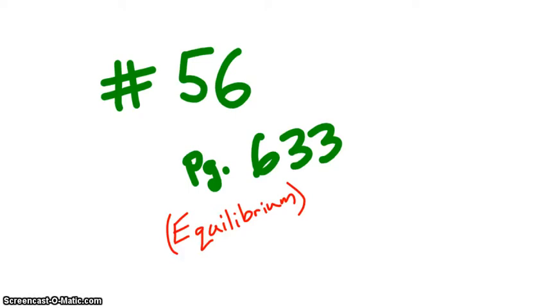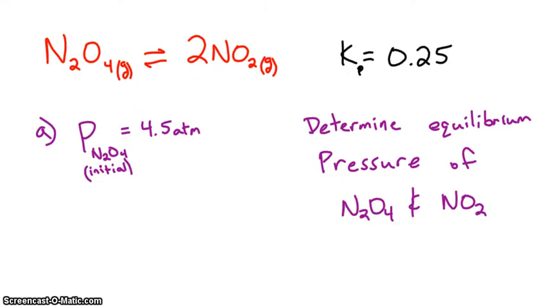Problem number 56, page 633, equilibrium section of the text. In this problem, we're given this balanced chemical equation. It's a three-part problem, A, B, and C. We're going to address A first.